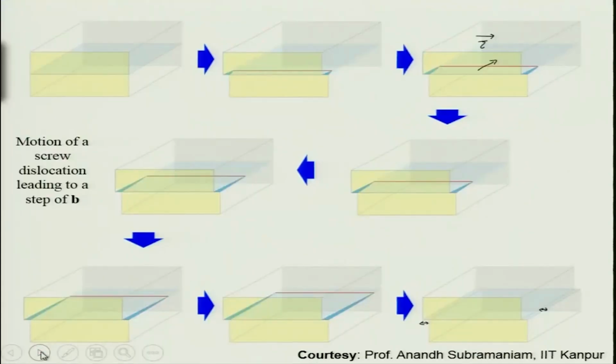Similarly, for a screw dislocation, if you have a screw dislocation like this, this is the perfect crystal, this is the screw dislocation, and as you keep applying the stress in this direction, this dislocation line moves in this direction, and the step gets created across the whole crystal.